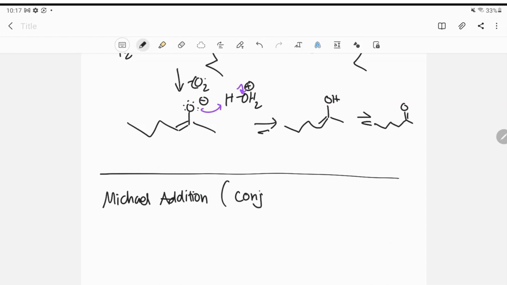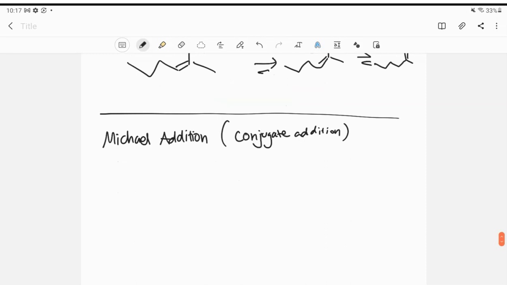This is going to be a conjugate addition. So with a Michael addition, which is our next sort of one, we're going to look at now an enolate kind of as our intermediate, even though we're not necessarily doing this with a strong base or anything. We're going to see that for a Michael addition, you're going to have a Michael donor and a Michael acceptor.